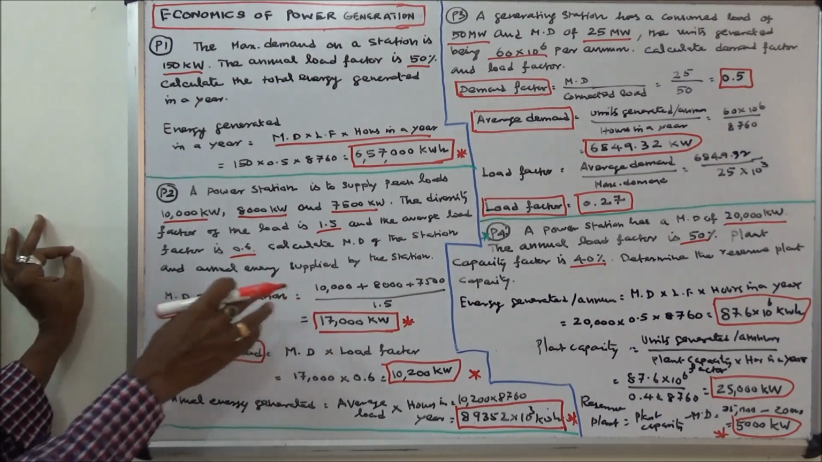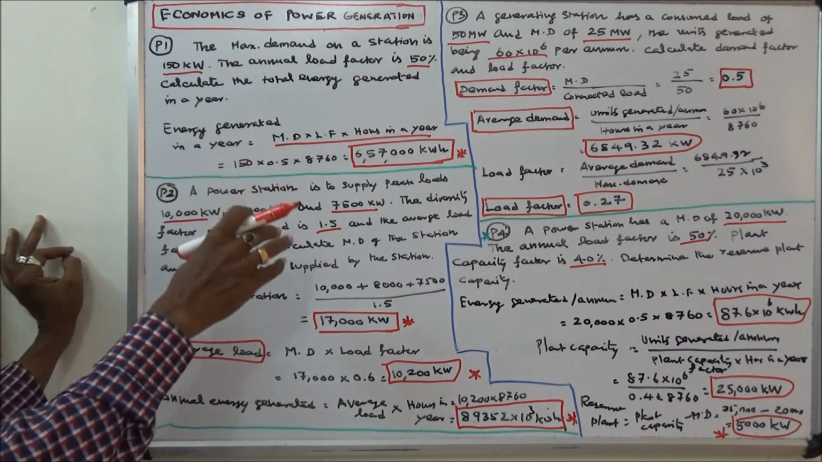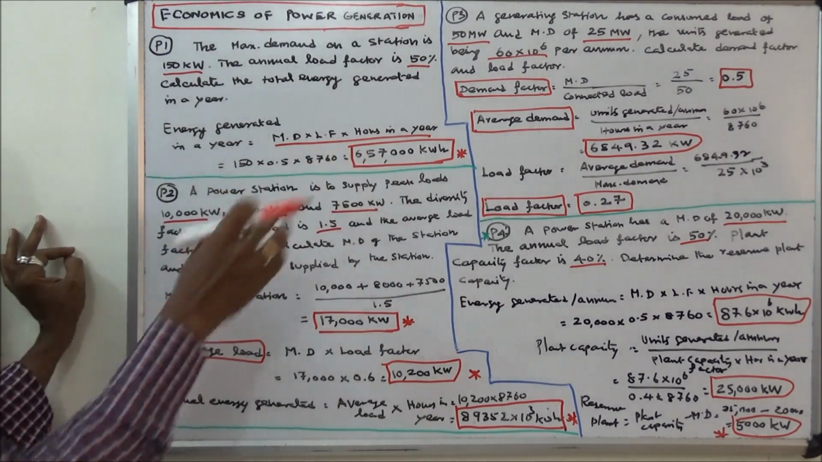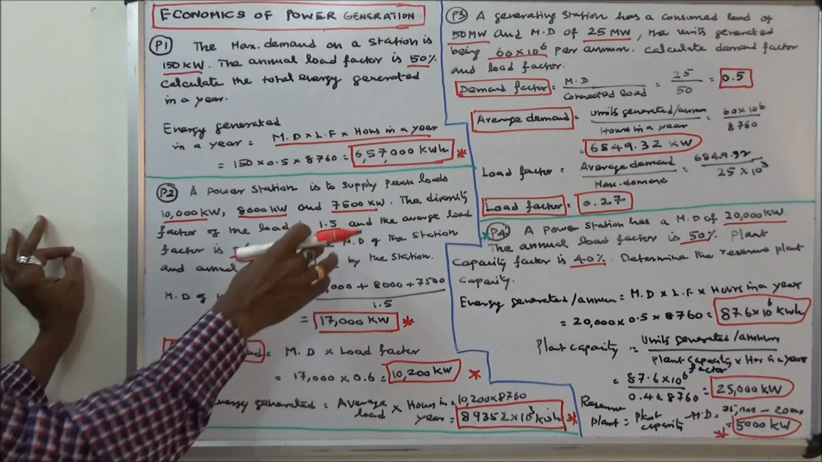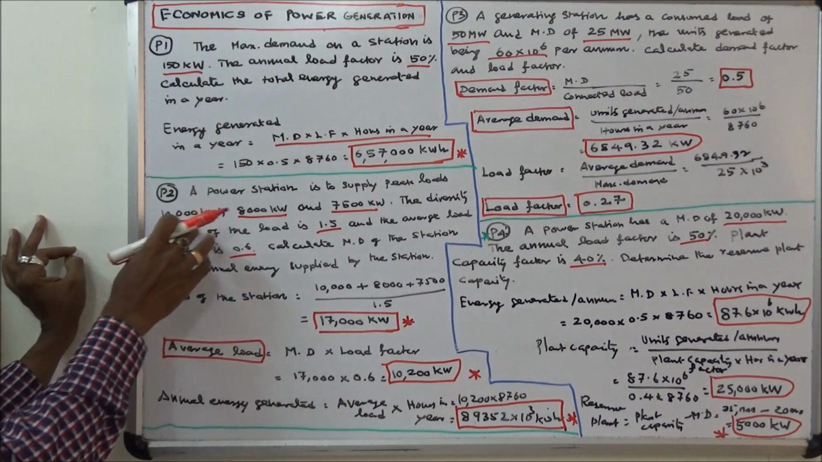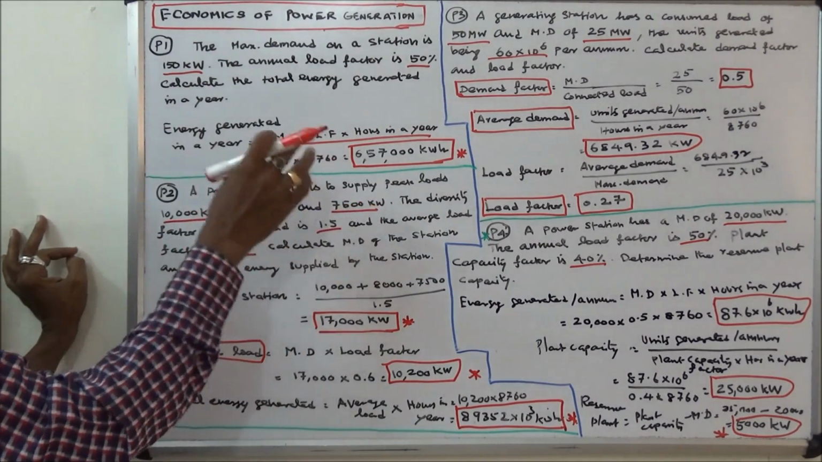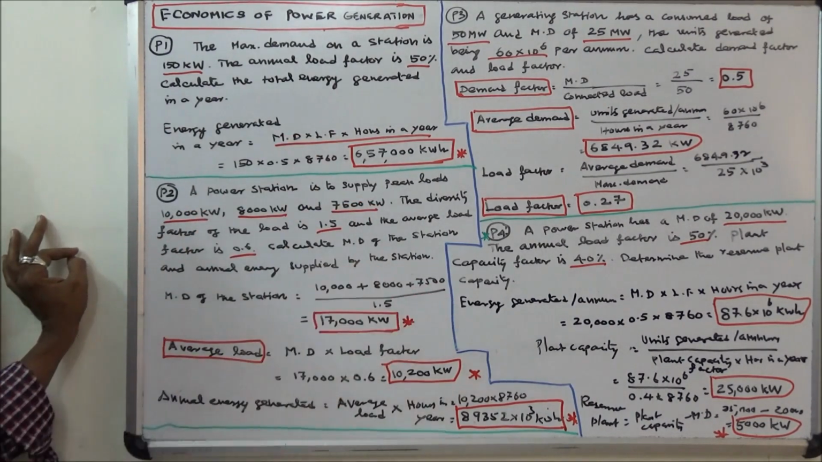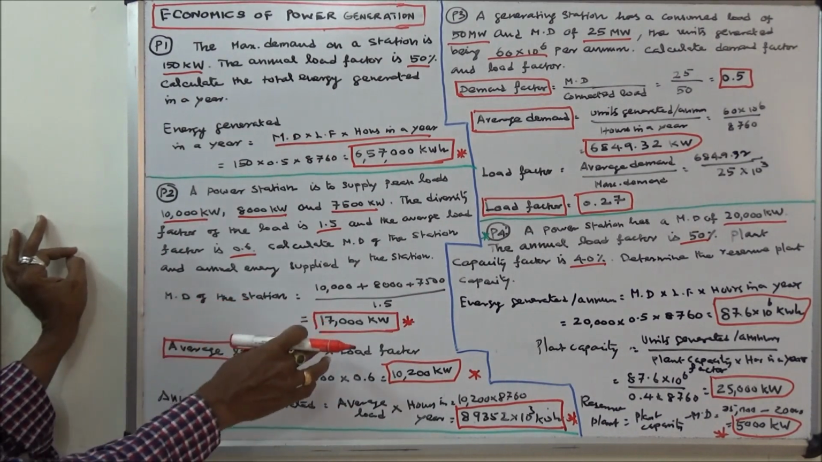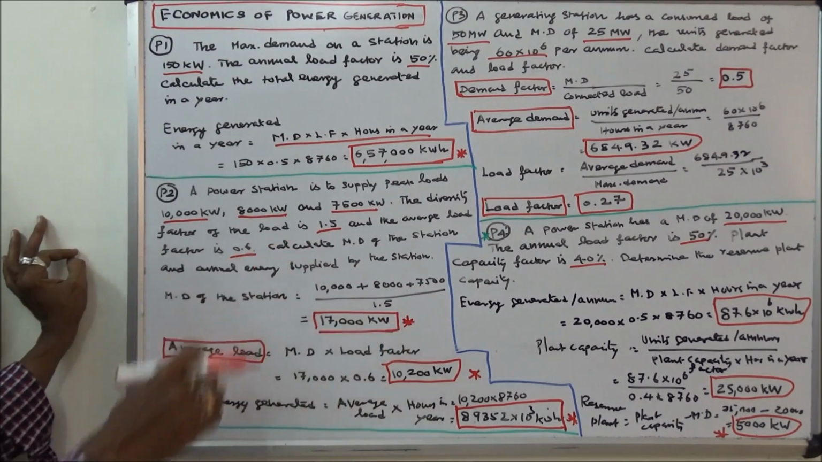Maximum demand of the station is equal to sum of the maximum demands, that is peak loads, divided by diversity factor. So 10,000 plus 8,000 plus 7,500 divided by 1.5. So maximum demand of the station is 17,000 kilowatts.